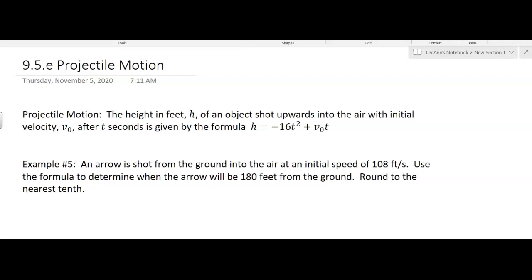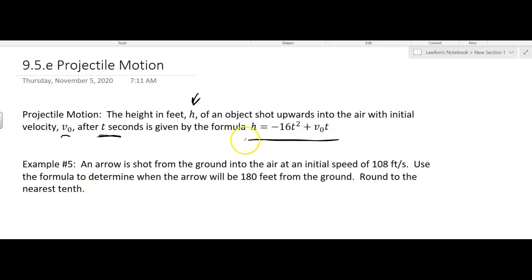So this is a projectile motion problem, and it gives you the formula. This is straight from the book, but it says the height in feet, h, so h represents height, of an object shot upwards into the air with initial velocity, and this is pronounced v naught. You can say v sub 0, but they usually say v naught. That's the initial speed that you're throwing the object upward. And t after t seconds. So t represents time in seconds, and it's given by this formula right here.